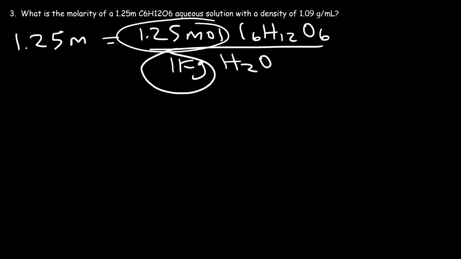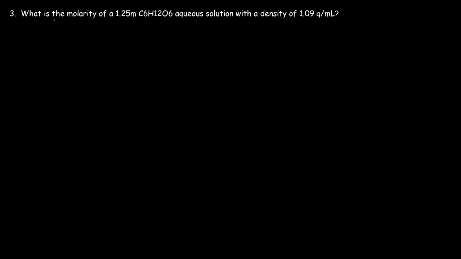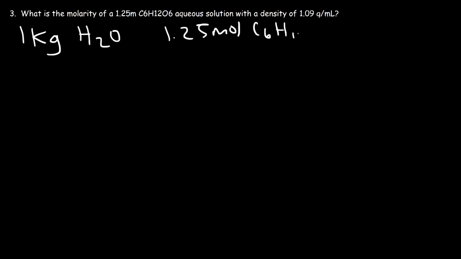The last thing I need to find is just the liters of the solution, and then I can find the molarity. So I'm going to make this statement. For an aqueous solution that contains 1 kilogram of water, there's going to be 1.25 moles of glucose, or solute. And with this information, I can now find the volume of the solution. Now I have the density of the solution, which relates the grams of the solution to the milliliters of the solution. So I need to find the mass of the solution, and using mass and density, I could find the volume of the solution.